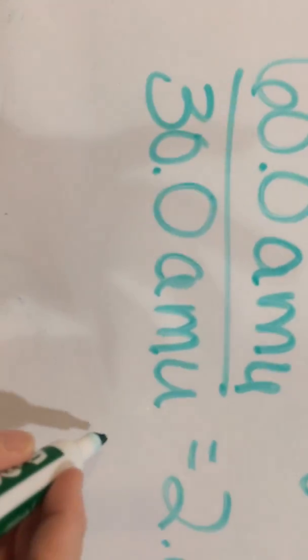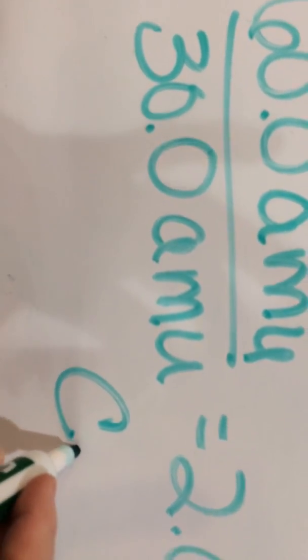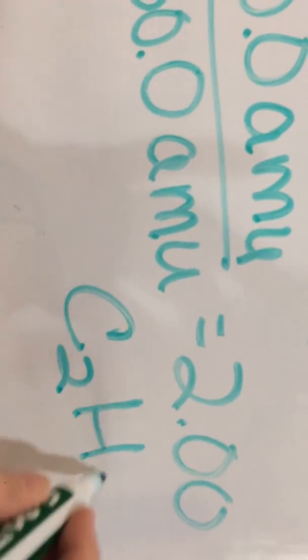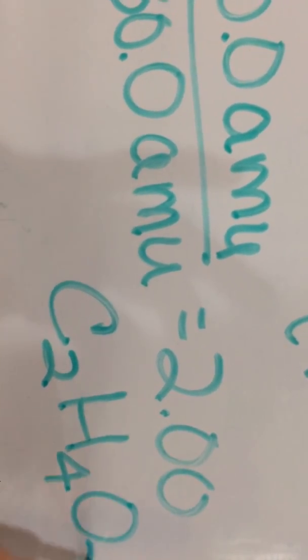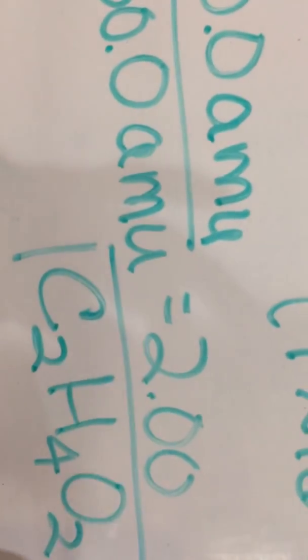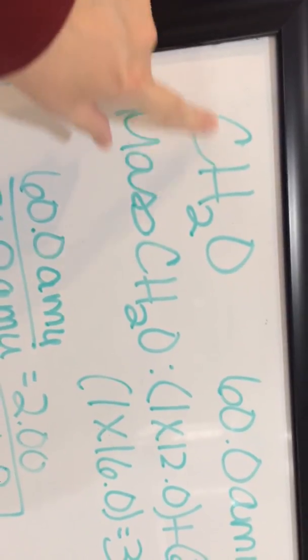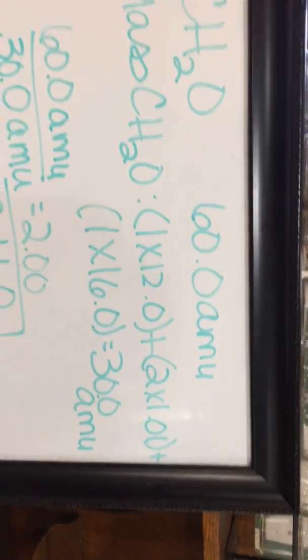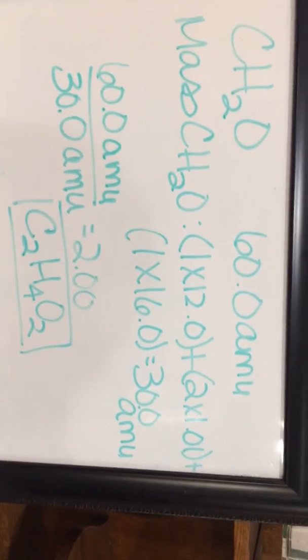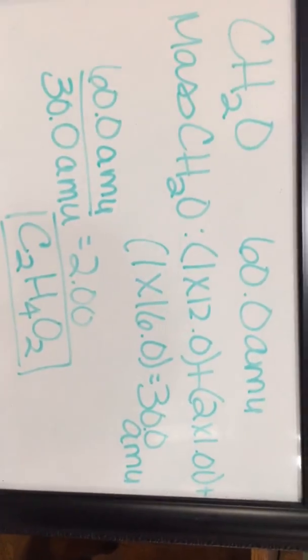So my answer is going to be C2H4O2. I multiplied it by 2. I took my empirical formula and I doubled it all. Okay, that's how you do that problem. If you'd like to do some more like that on your own, try 8.10 and practice problem 8.